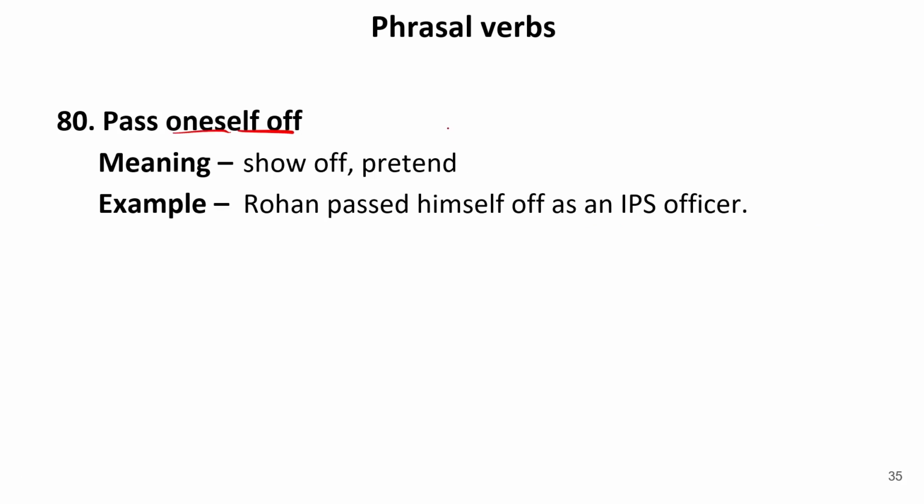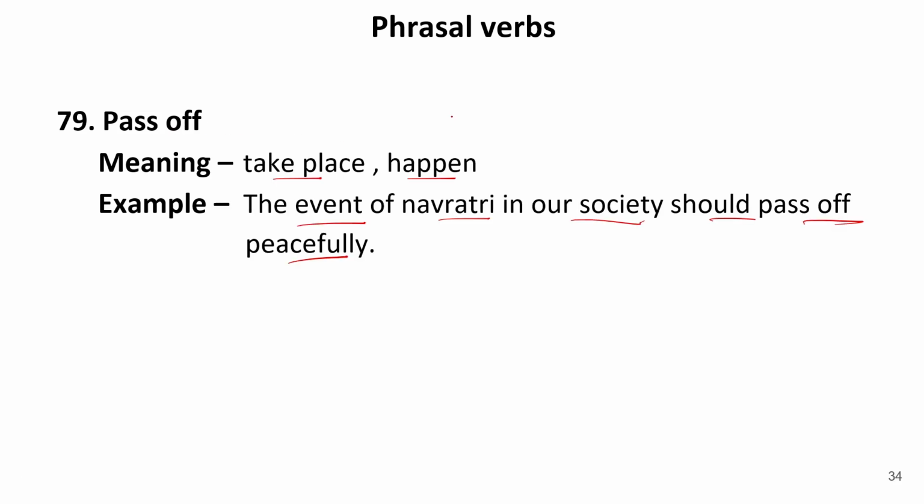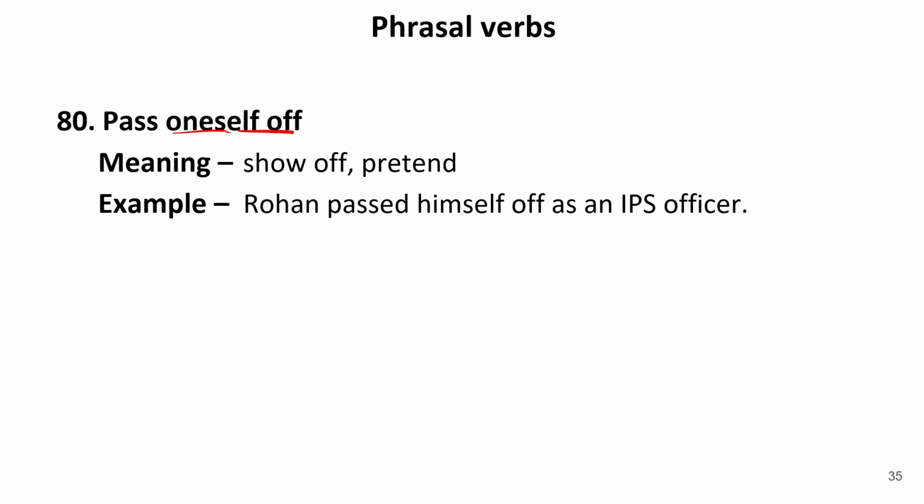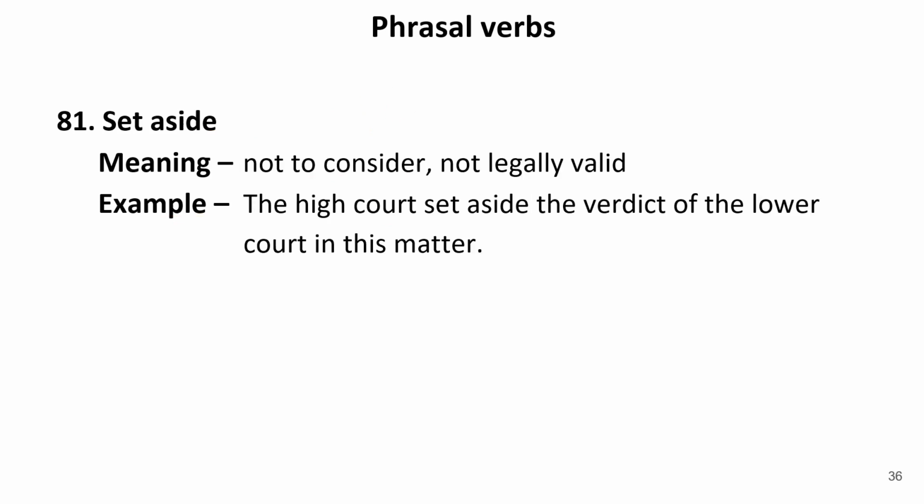Pass oneself off. Now there is a difference between pass off and pass oneself off. Oneself is talking about the subject itself. It means to show off or to pretend to be something else or someone else. For example, Rohan passed himself off as an IPS officer. It means he pretended to be an IPS officer, though he is not. So, passed himself off or passed oneself off just means to show off or to pretend. Now, let us move to the next one.